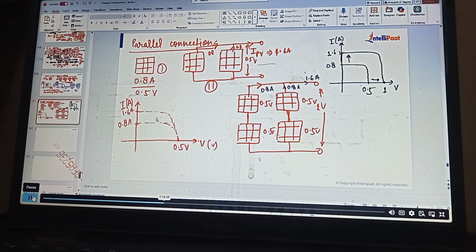Anyone else who knows how we perform this? I didn't understand that. Say it again, sir. What is the equivalent circuit of this PV module? No idea, sir. Yeah, okay. Anyone else? No idea, let me tell you.